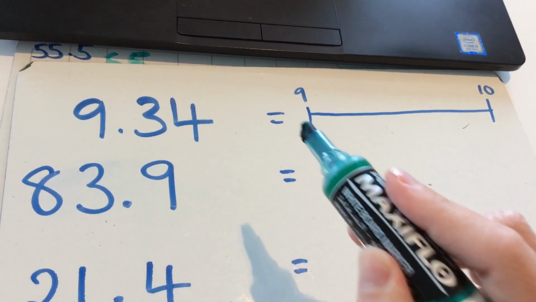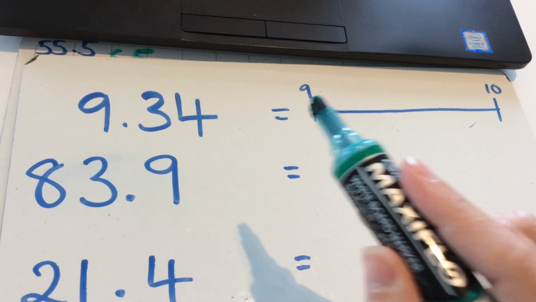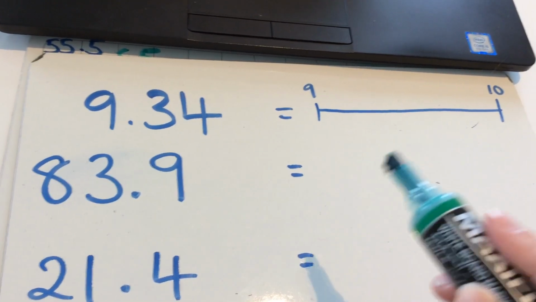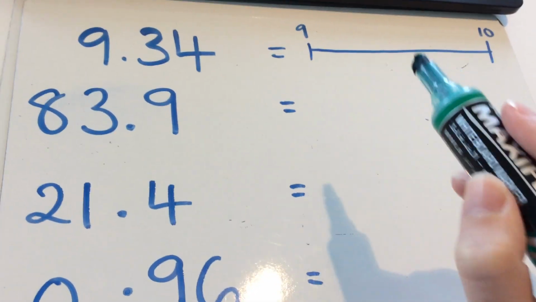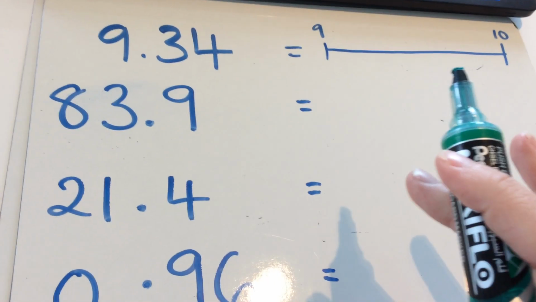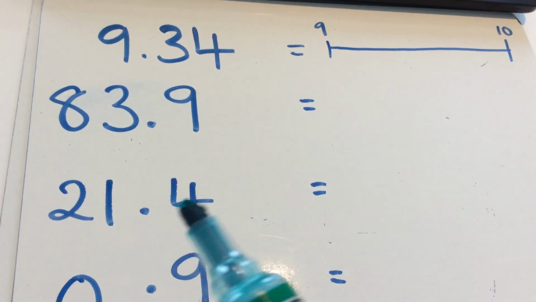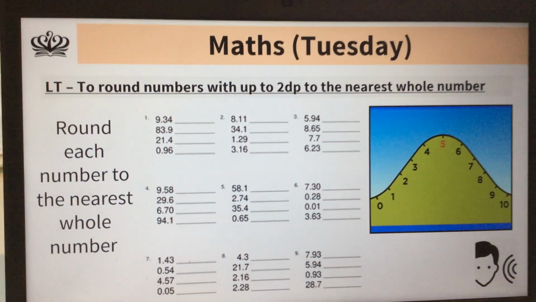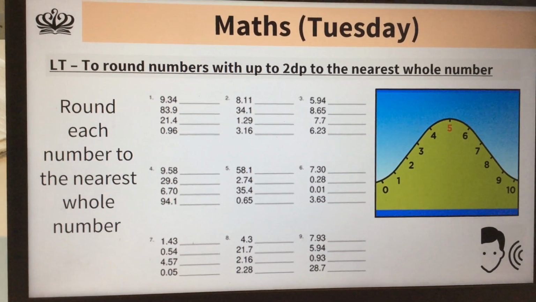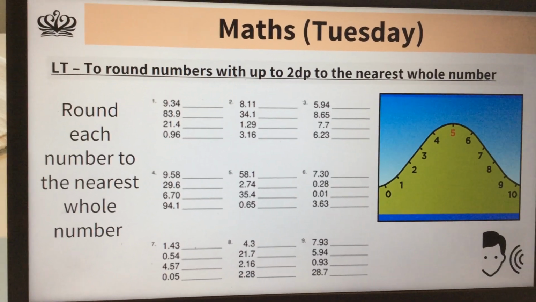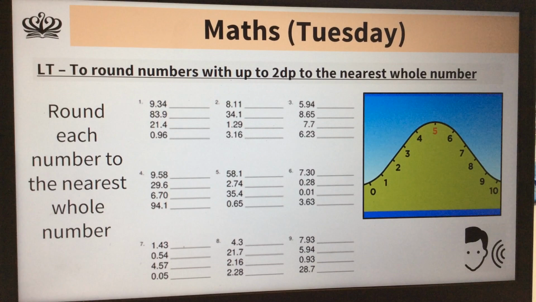If you just want to put the numbers on a number line where you'd round it down and up, that might help you as well. Okay, so do whatever is going to work for you, whatever strategy works. If drawing those number lines is going to help you, then do that. So for each of those, you're rounding the numbers to the nearest whole number. Okay, that's the digit before the decimal point. So give those a go.